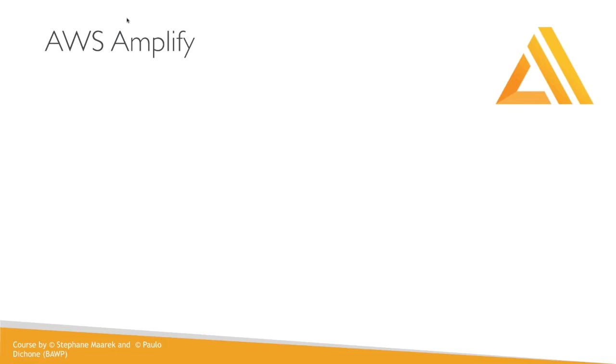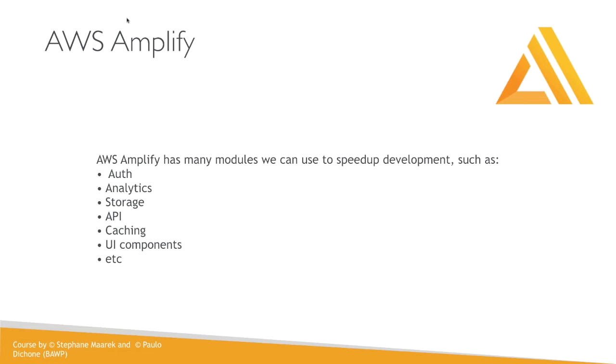So AWS Amplify has many modules, as you may imagine, because it's a framework. It has a lot of different components to it. Some of the modules we can use to speed up development are as follows. We have Auth, which allows us to add authorization to our application, which means dealing with users and managing users' logins and so forth.